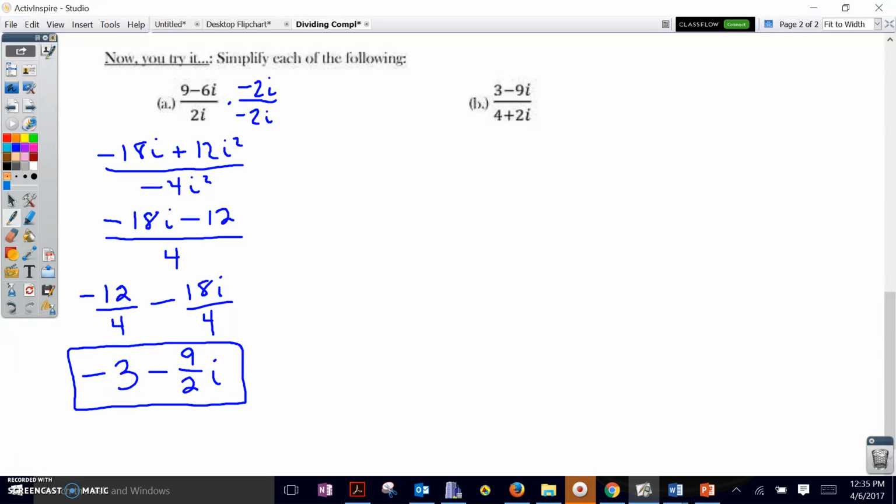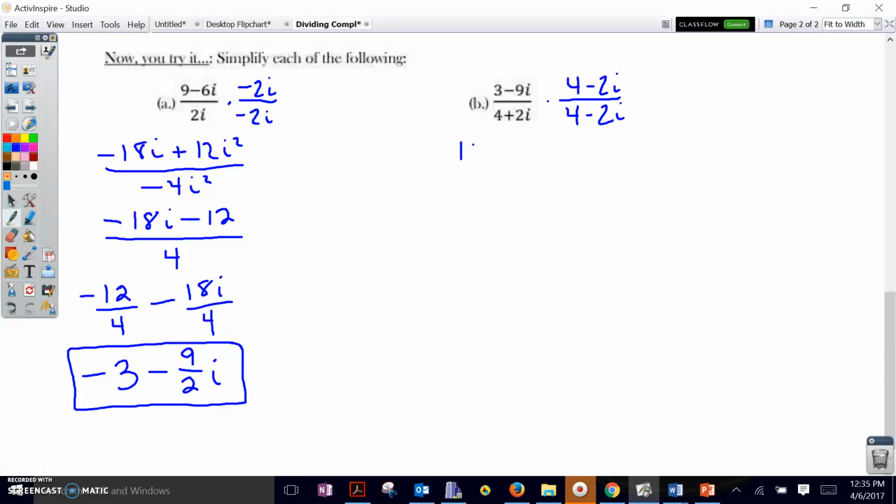And then in part B, same idea. I'm going to use the complex conjugate. The complex conjugate of 4 plus 2i is 4 minus 2i. So I'm going to multiply both numerator and denominator by 4 minus 2i. So I FOIL out in my numerator.